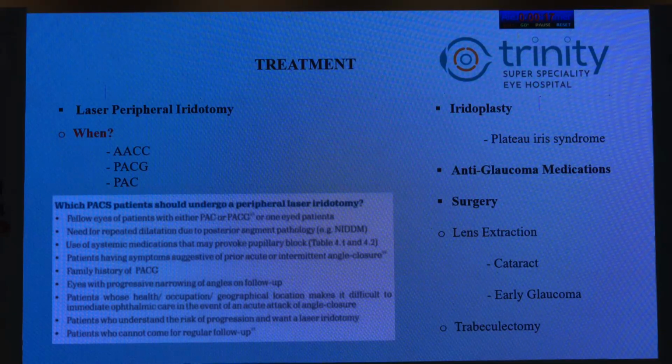Now, iridoplasty is something we usually do in plateau iris syndrome. That means even after a patent iridotomy, if the angle closure mechanism persists, then you should always consider this diagnosis. The iridoplasty can be easily done using an argon laser. Anti-glaucoma medications and surgery, as we all know.